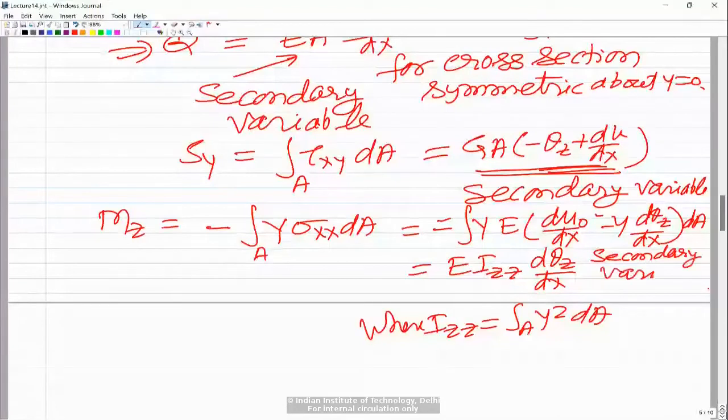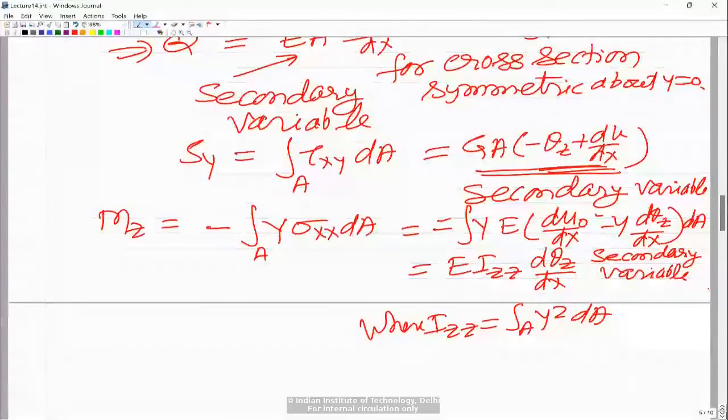Now if you remember, in the Euler-Bernoulli beam theory, this bending moment was EIzz into d2v by dx square, but now theta z is independent, so it is basically the first derivative of that. So this is what you get as the bending moment.